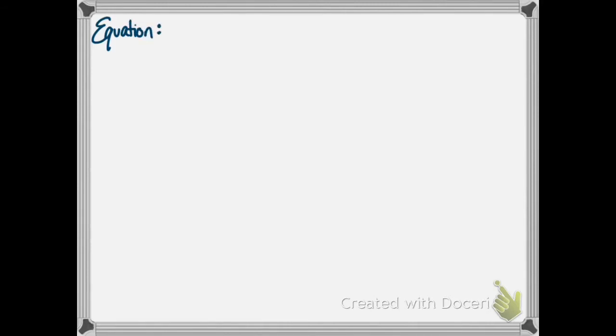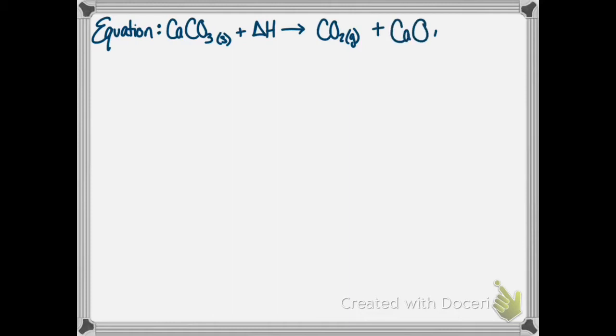So our equation has calcium carbonate on our reactant side. But that's not all, because if we need energy for this reaction to happen, we're absorbing energy due to it being endothermic. We need energy on that reactant side. So we need a delta H over there to make our CO2 and our CaO, our carbon dioxide and our calcium oxide.